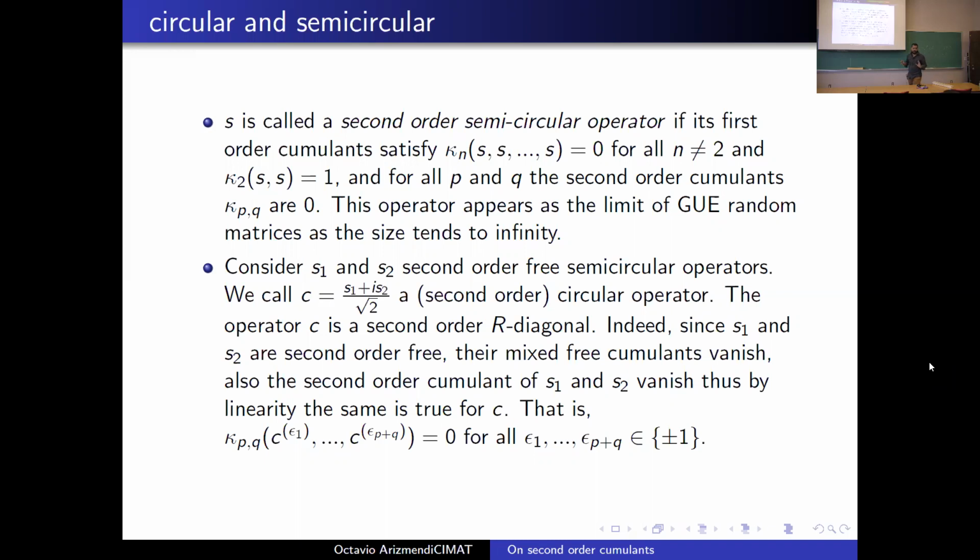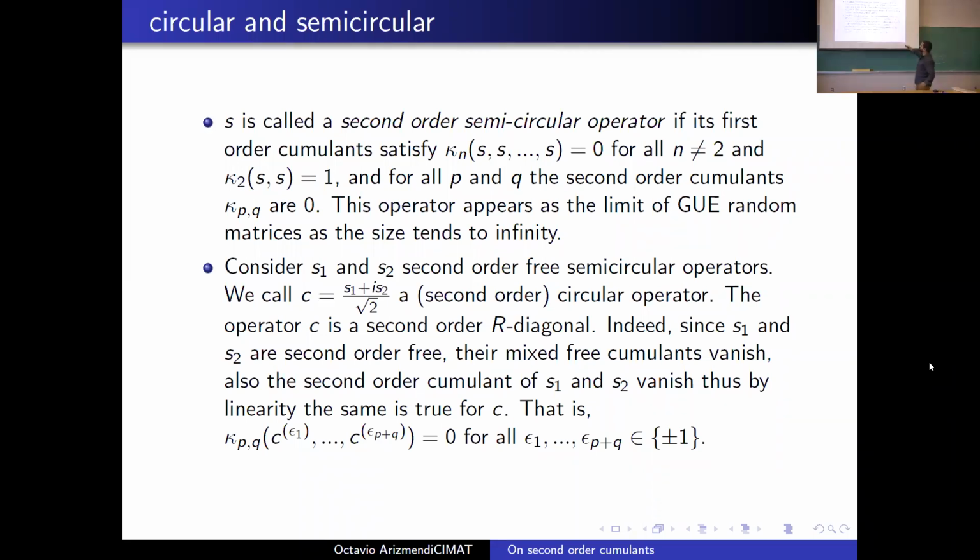Because it comes from a GUE. And then what I want to play around with is now I have two GUEs. I take S1 plus i S2, normalized so that it has variance 1. Then by the multilinearity of the cumulants, all the cumulants are 0 except K2 of C with C star and K2 of C star with C. So maybe this is the definition of a circular one: all the cumulants are 0 except K2 of C, C star.